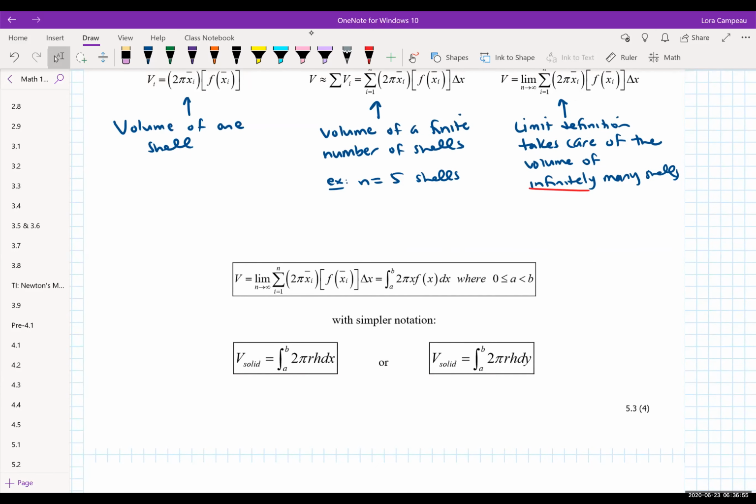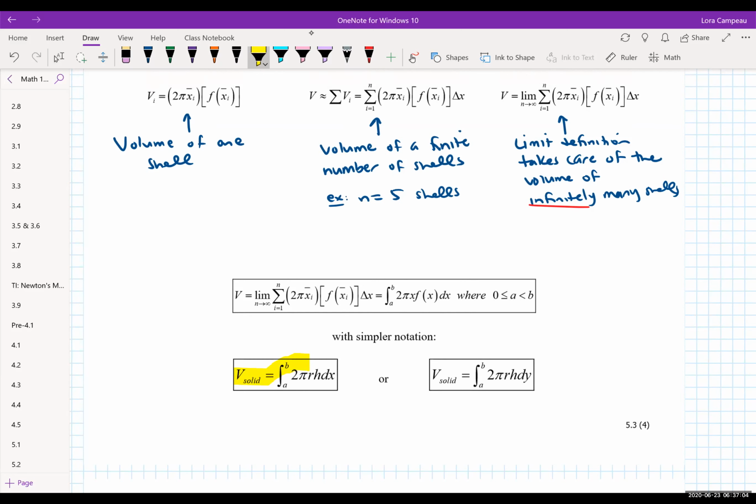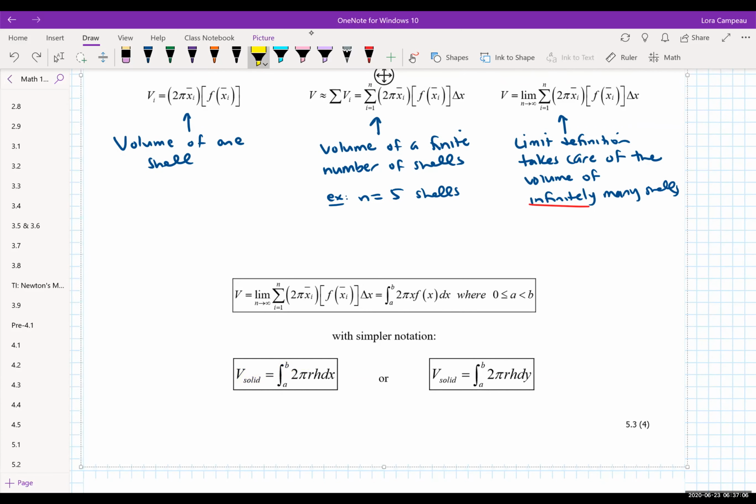And so now we finally have the nicer versions, if I can highlight them. It's basically the volume of one solid. If I could write straight, there we go, 2 pi r h delta x. Notice that's where we got the volume of one of the pieces. And the same idea, 2 pi r h delta y. So it depends on what you're slicing up, just like we did in 5.1.